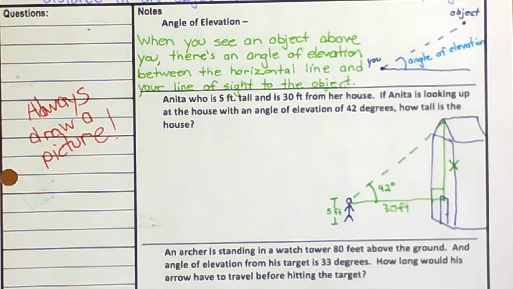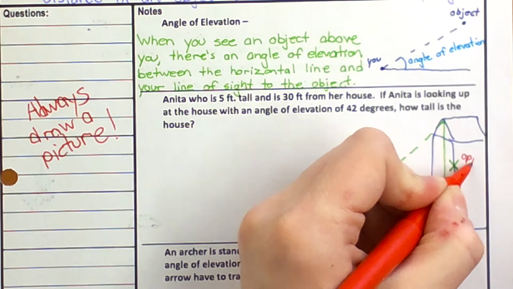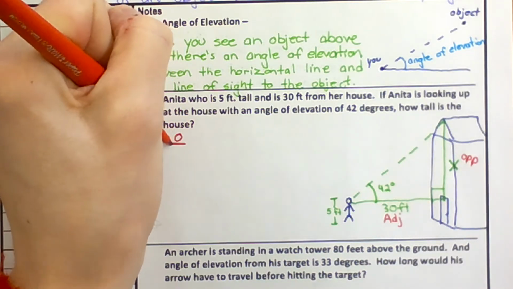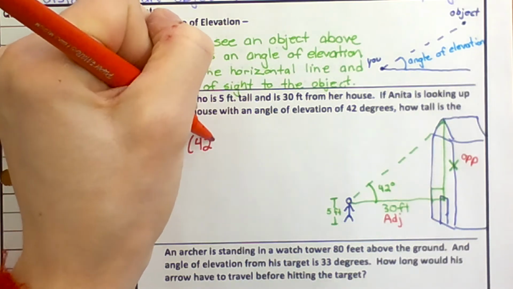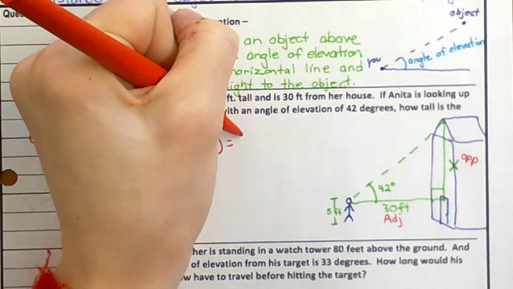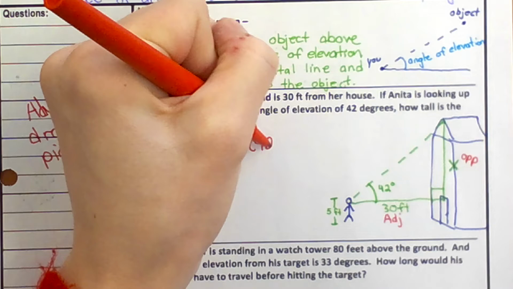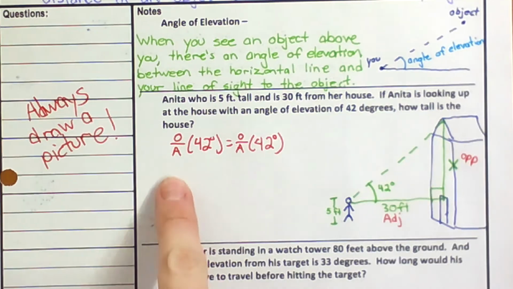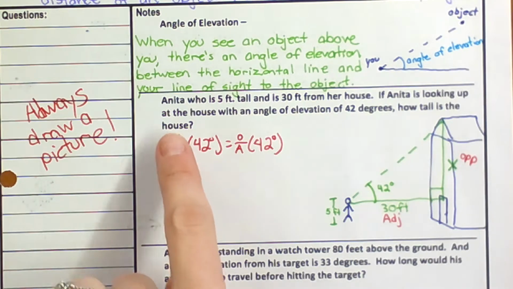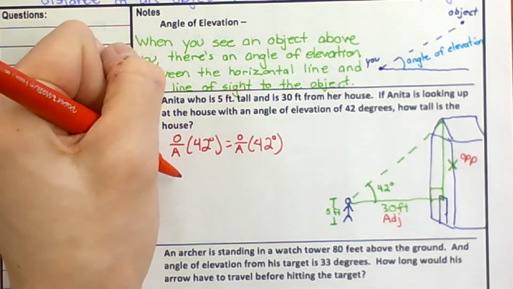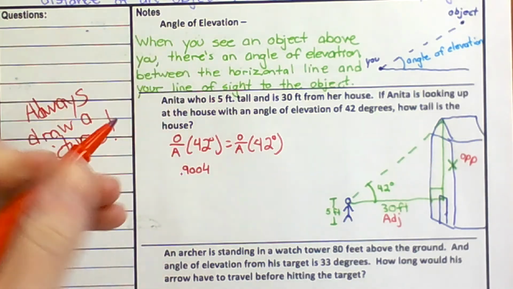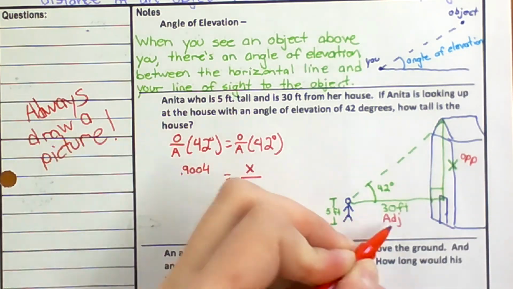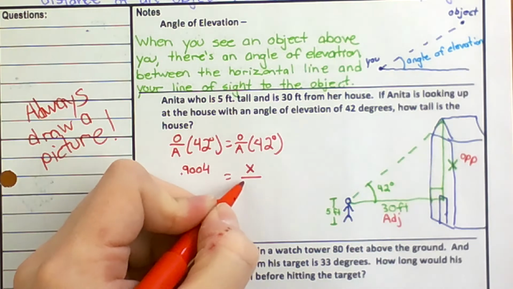So I'm going to label my opposite side. And this side would be my adjacent side. So we are using the ratio opposite over adjacent for 42 degrees. I still want you setting up your work just like this. Now, on my left side, I'm going to use my trig table. So if I go over to 42 degrees and opposite over adjacent, that is 0.9004. And then on my opposite over adjacent, my opposite side is X, and my adjacent side is 30 feet.